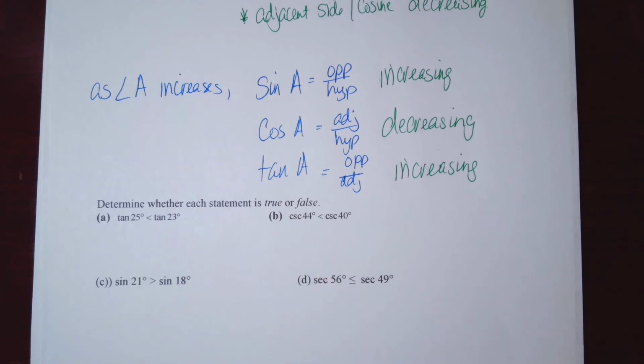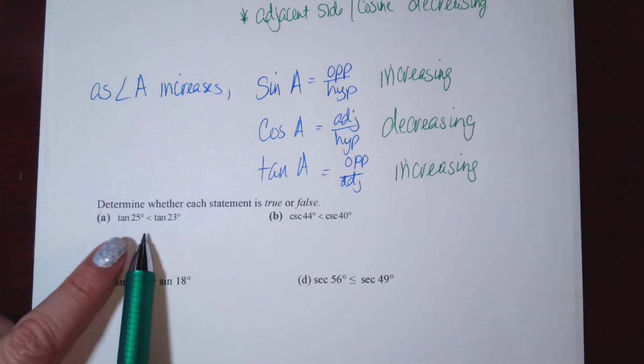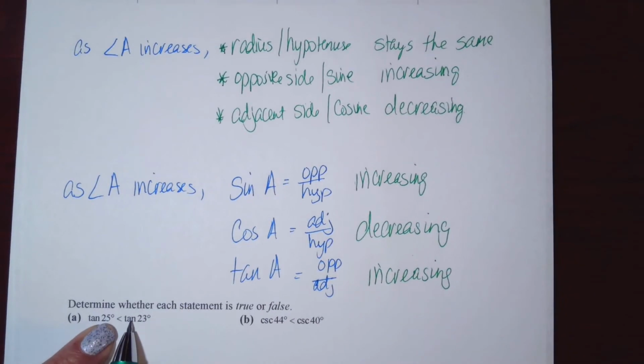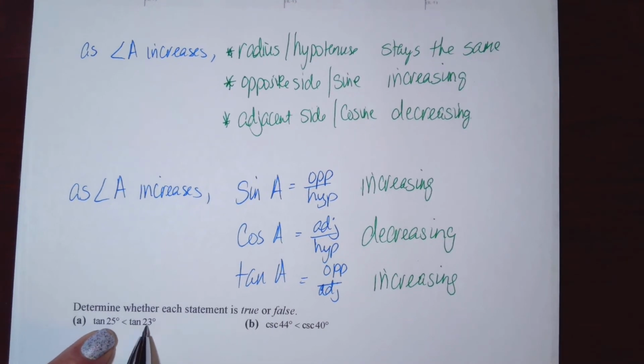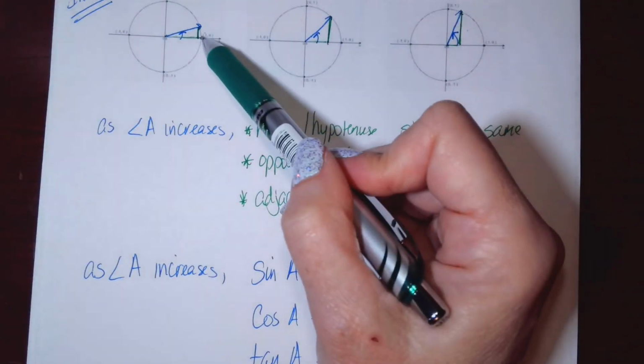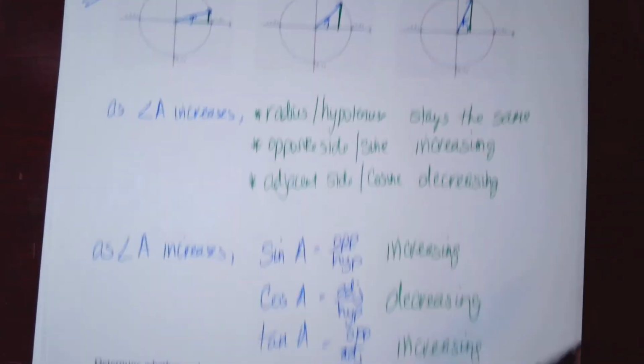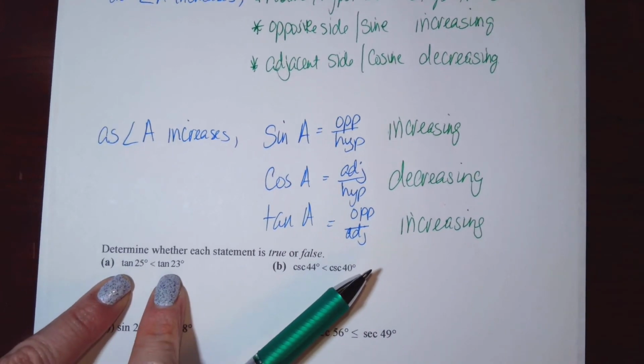Now, to do that, you have to be able to think about your cofunction identity as well as that inequality statement. So this is a less than, C is greater than, and D is less than or equal to. Okay, so tangent of a 25-degree angle would be less than a tangent of a 23-degree angle. Now 25 and 23 are both in quadrant 1, and we said that as we move through quadrant 1, our tangent function value is increasing. So as A gets bigger, tangent gets bigger. So is this true or false?